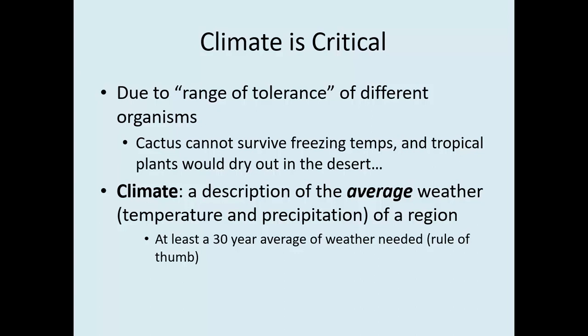The climate of an area is a description of the average weather of a region, and in order to define climate, you need to have at least about 30 years of weather information. That's the rule of thumb: 30 years of weather information will tell you the climate. So if you know the average weather in June for a region over a 30-year period, then that gives you an idea of what the climate is for that region.